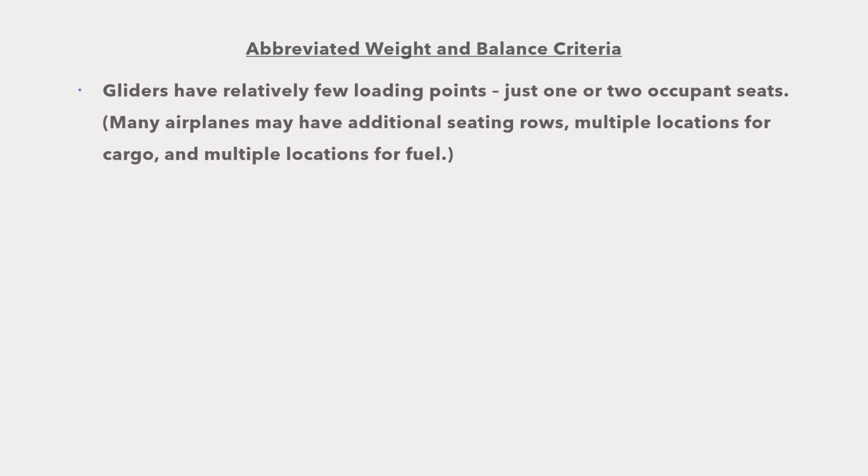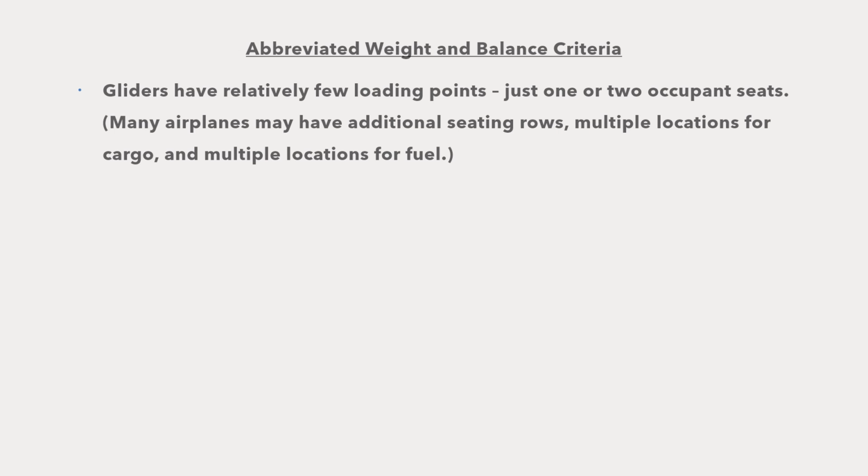Now in practice, we don't always have to go through the full center of gravity calculation every flight. With gliders, there's relatively few loading points. What I mean by that is points where we add weight. Usually it's just the one or two occupant seats where we add weight. For a lot of airplanes, there may be more than two seating rows. There may be multiple places where a cargo can get added, and there may be at least one and sometimes several locations where fuel gets stored. So the weight and balance calculation gets more complicated.